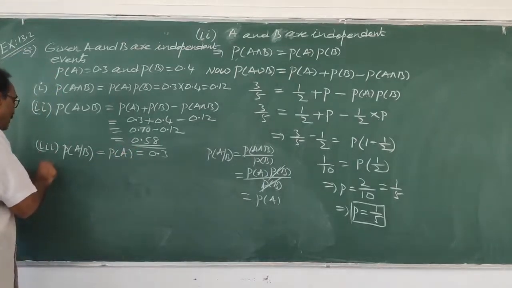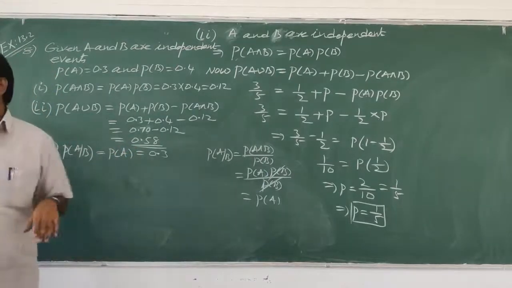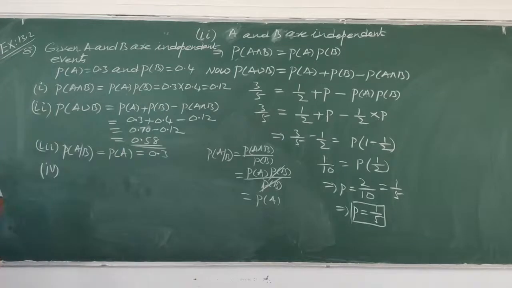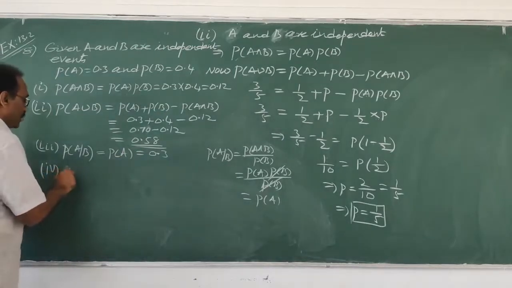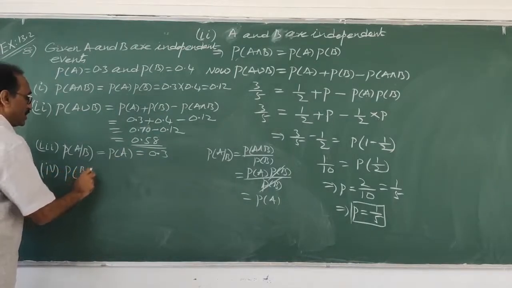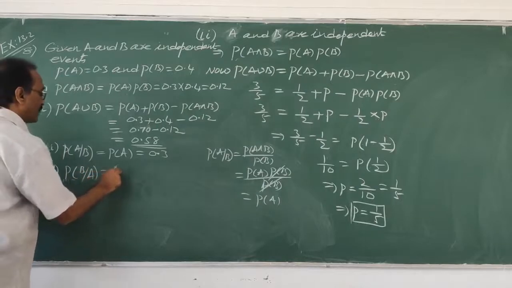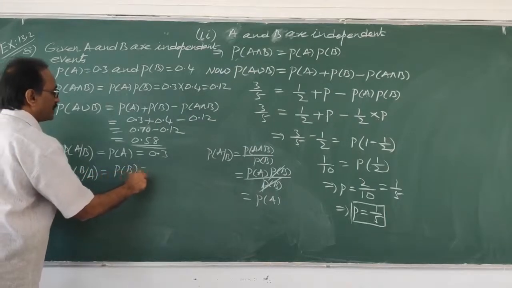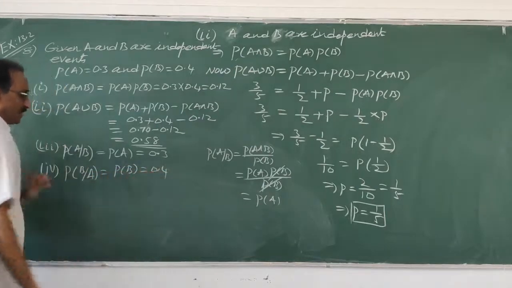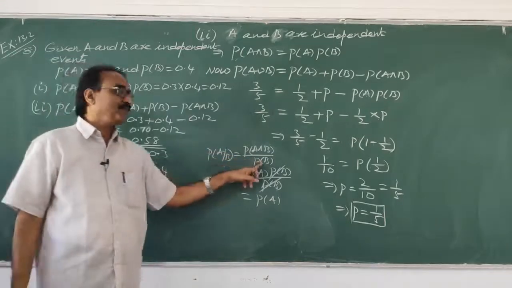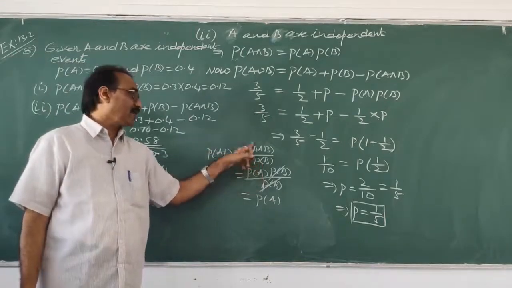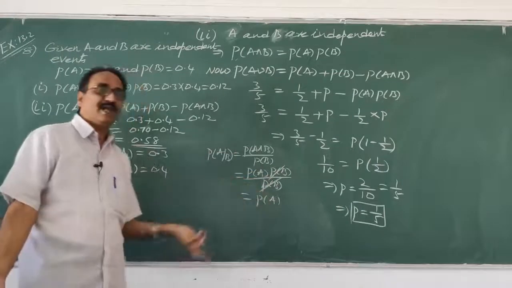Now bit number 4, P of B given A. You can say it without any hesitation: P of B given A means P of B, which is 0.4. Same thing again. Instead of the intersection, we write P of A into P of B, P of A will cancel, and P of B will be left over.